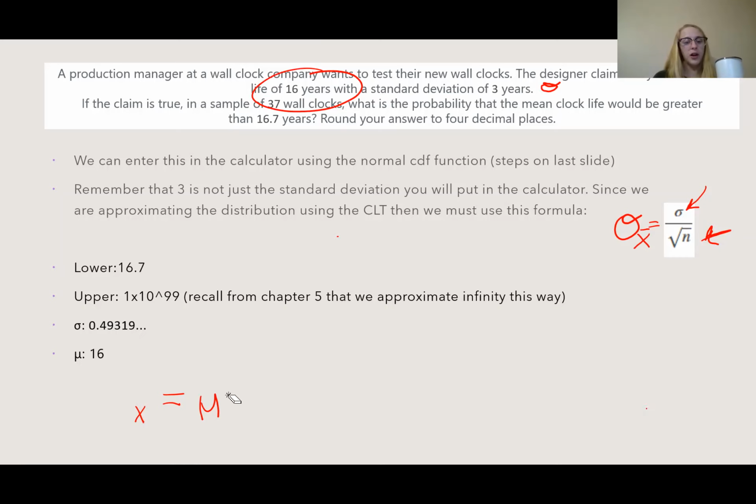Now, when you plug that all into your calculator, the lower bound, the upper bound, the standard deviation, and the mean, you should get 0.0778. With all of these problems in chapter 7, you're going to get some kind of decimal answer, and that's okay. You're going to want to round it to 4 places, almost always in Hawkes. And if you're getting a number way over 1, it's probably wrong. You probably messed something up because you should be getting a small decimal. So that's a good way to check your work and make sure you're on the right path.